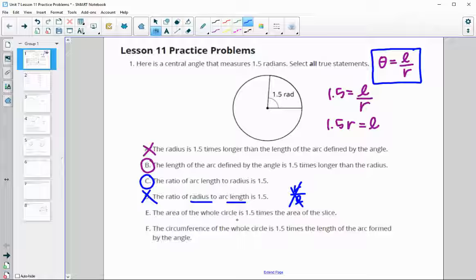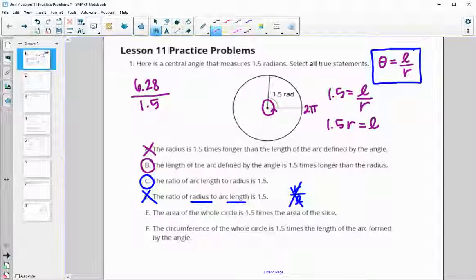And then the whole circle is 1.5 times the area of the slice. So this is using the idea of what portion of this circle do we have. Let's take a look. All the way around a circle in radians is 2 pi, and 2 pi is about 6.28. So let's see how many times 1.5 fits into 6.28. So 6.28 divided by 1.5, and we would get about 4.2 times.